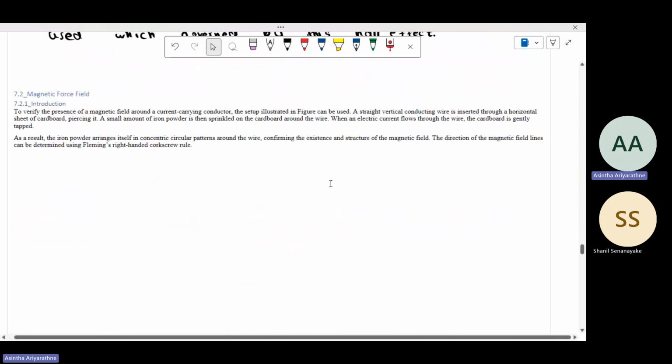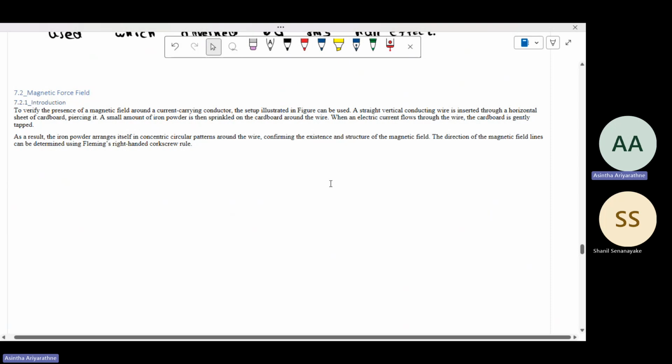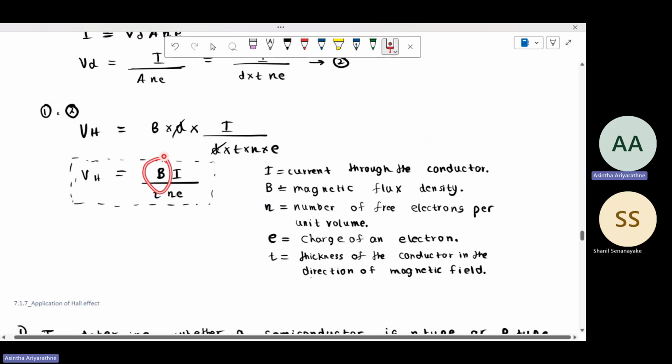So today we are going to actually find this B. How to find this B? We are going to find an expression for B today.